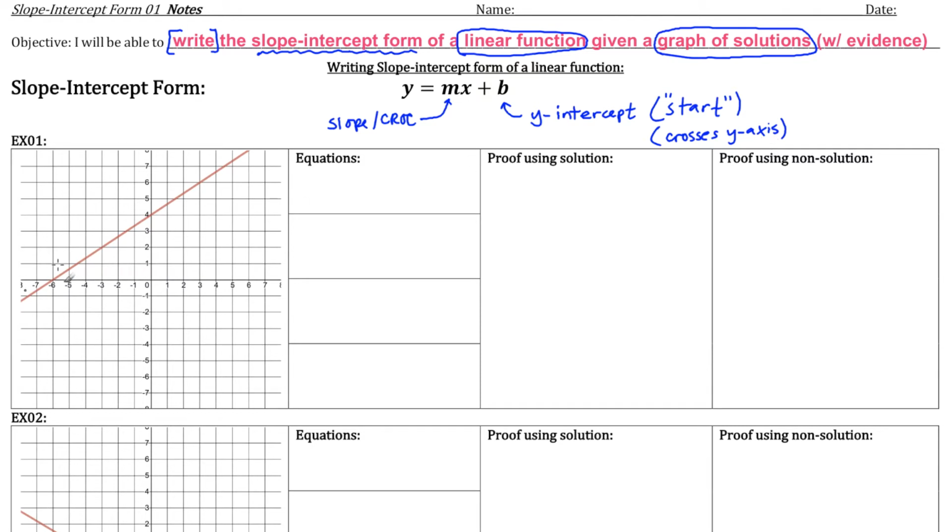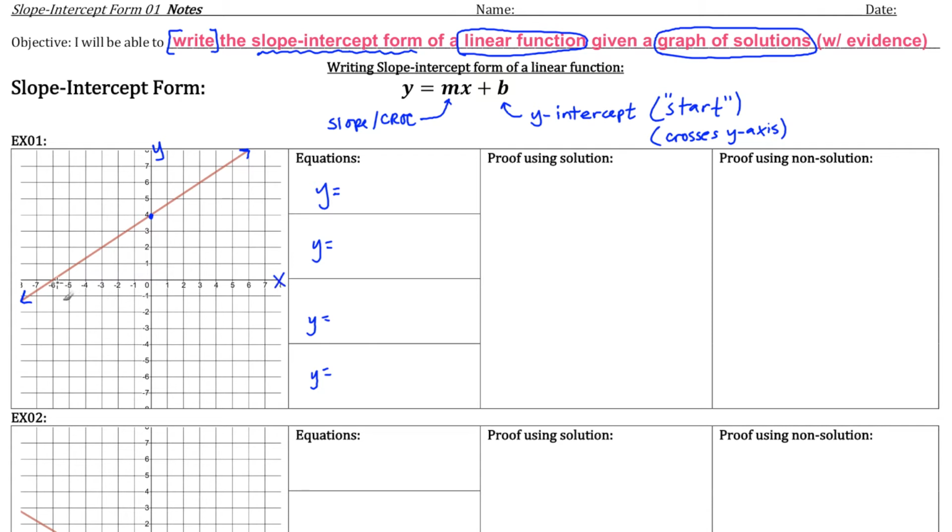Now, so we have this linear function. Remember that this is a line. It goes on infinitely this direction, infinitely that direction. So y equals. So our starting point, our y-intercept, this is where it crosses the y-axis.